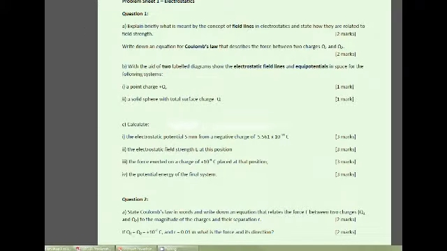Welcome to problem sheet 1 for ELEC120. This is the solution to question 1 part B on problem sheet 1.